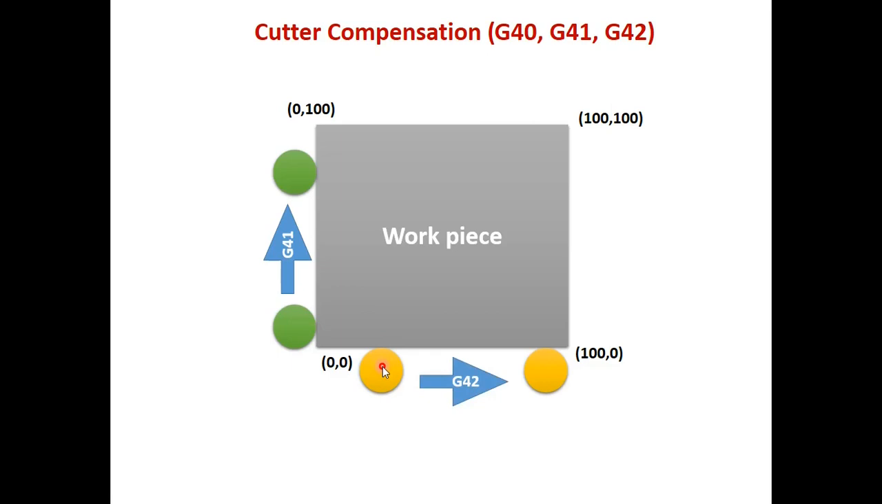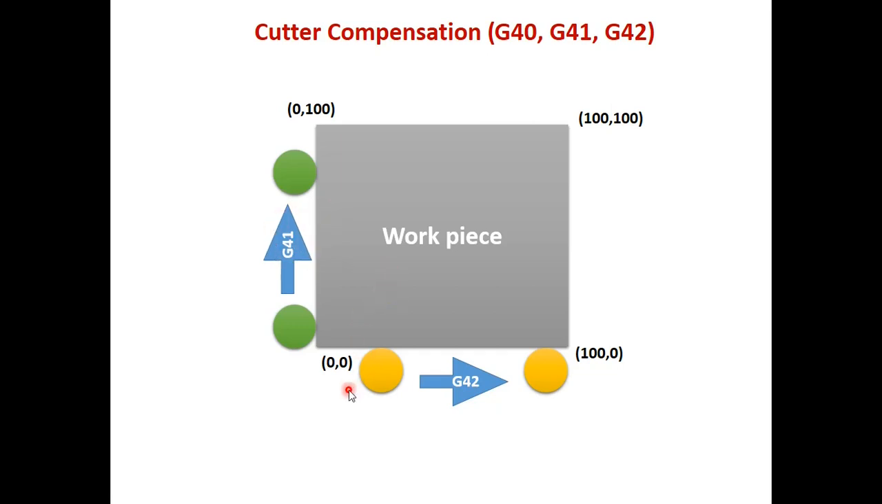Okay, so I'll explain one more time. We have the workpiece. Suppose you are taking a clockwise milling operation. We start from 0 0, then move to 0 100, 100 100, 100 0, and then again to 0 comma 0. So that is clockwise motion. What is happening when I'm doing any clockwise motion? Left side is the tool and right side is the workpiece. So we have to use G41.